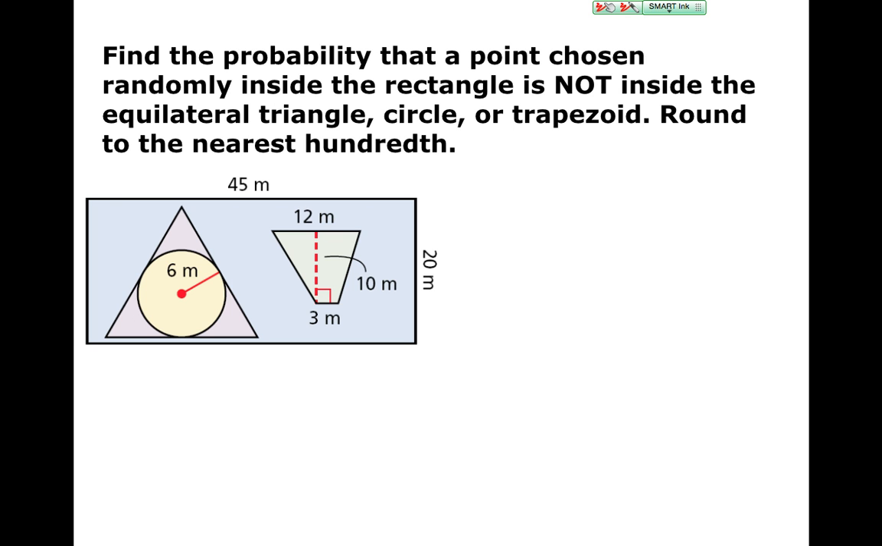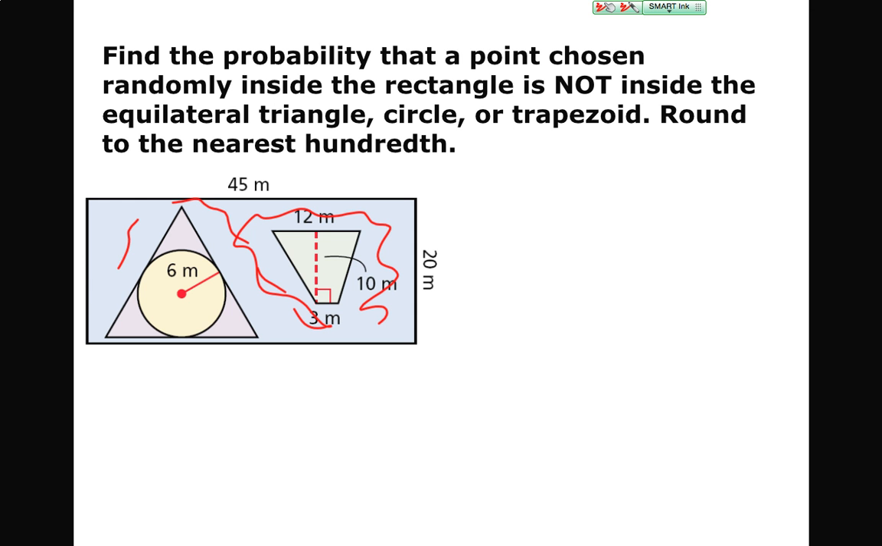Now they're going to make some pictures a little bit more difficult. So this one maybe is a little bit more tricky. And look what we're looking for. Find the probability that a point chosen randomly inside the rectangle is not inside the equilateral triangle, circle, or trapezoid, round to the nearest hundredth. So if we're interested in the probability of it not being in these little shapes, we're talking about all this light blue part. If it hits any place in there, that's what we want.